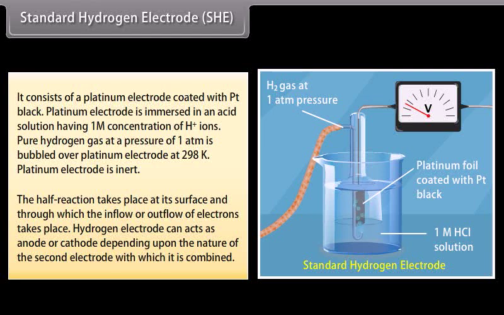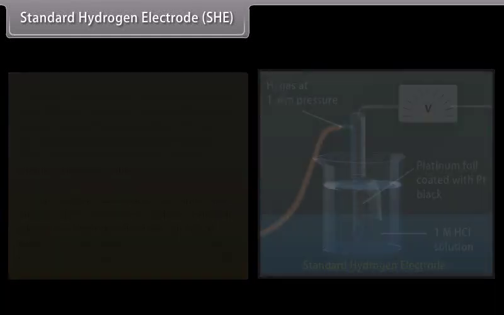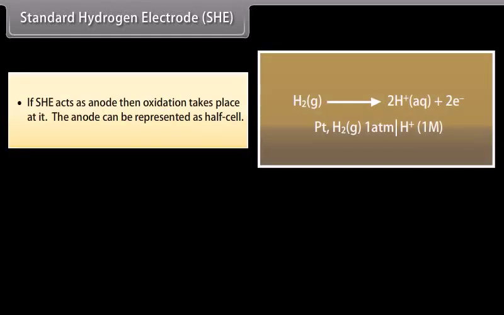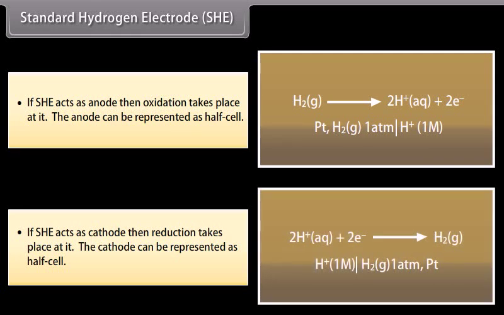electrons takes place. Hydrogen electrode can act as anode or cathode depending upon the nature of the second electrode with which it is combined. If SHE acts as anode, then oxidation takes place at it. The anode can be represented as half cell. If SHE acts as cathode, then reduction takes place at it. The cathode can be represented as half cell. The electrode potential of standard hydrogen electrode is taken as 0.